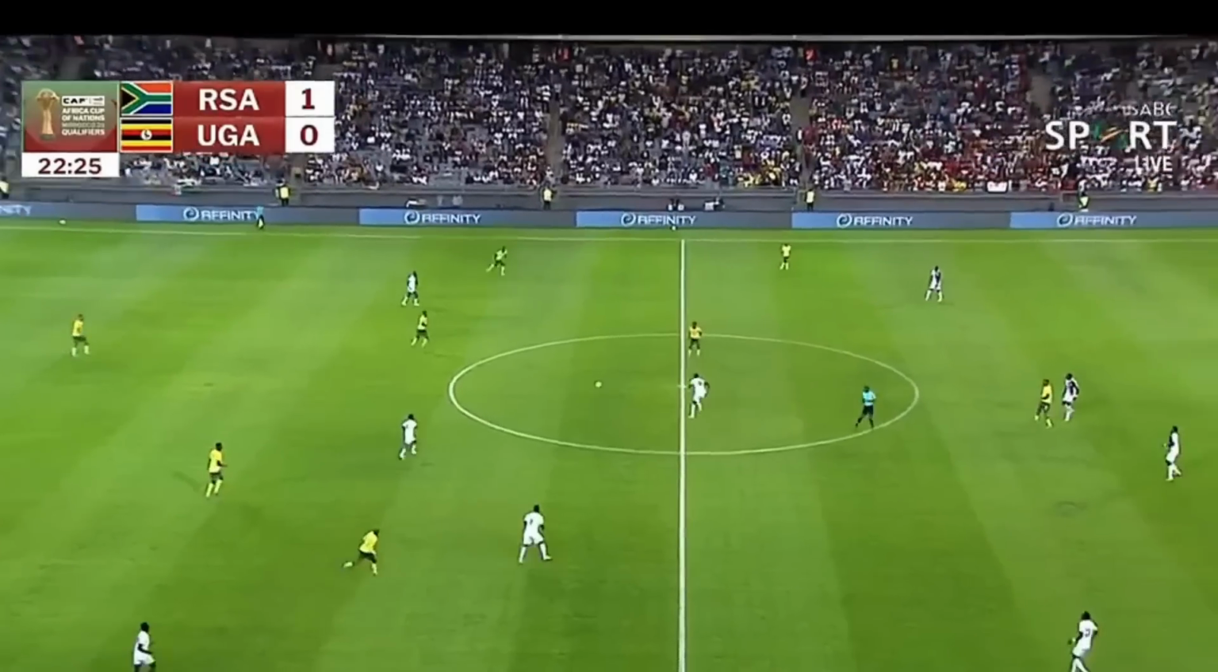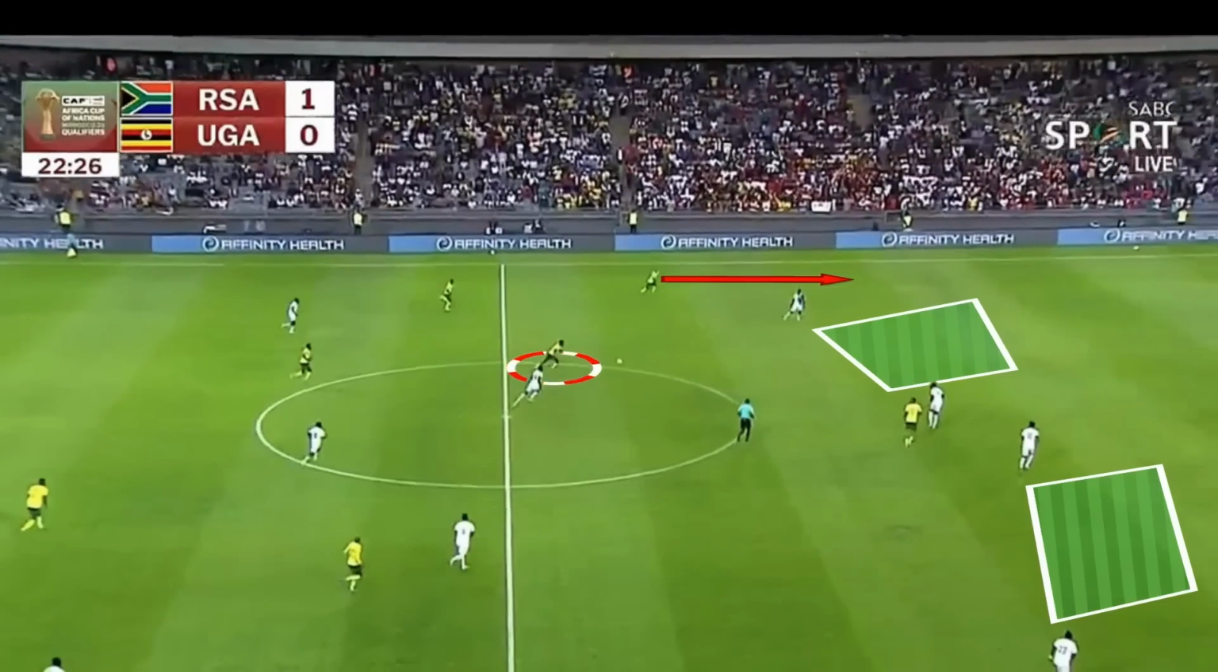Now Mudau dribbles past the player, Themba Zwane gets the ball, and now look at what's happening. On the left side you have Appollis stretching that defender. On the right side you have Mokwana pulling the defender wide. Foster is now with two defenders, and we saw how that ended the first time around.